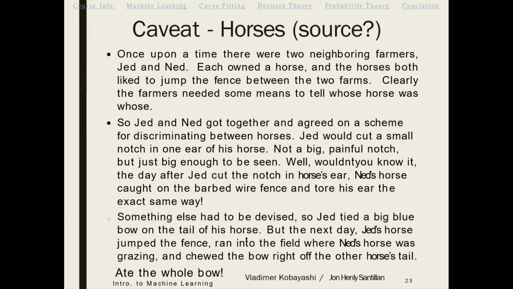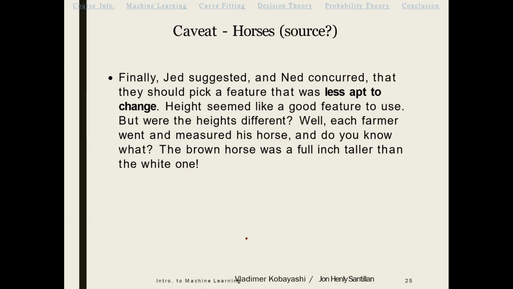So something else has to be devised again. So Jed tied a big blue bow on the tail of his horse, but the next day Jed's horse jumped the fence, ran into the field where Ned's horse was grazing, and chewed the bow right off the horse's tail and ate the whole bow. So what happens? Finally, Jed suggested and Ned concurred that they should pick a feature that was less apt to change, correct? And height seemed like a good feature to use, but were the heights different? Well, each farmer went and measured his horse, and you know what? The brown horse was a full inch taller than the white.